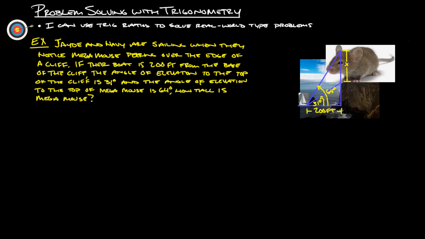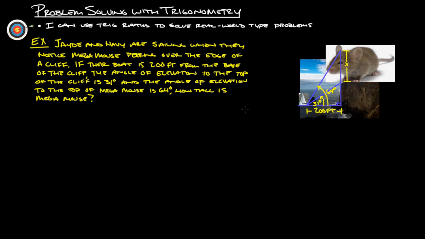The angle of elevation to the base of the cliff is 31. The angle of elevation to the top of Mega Mouse is 64, and we're trying to figure out how tall Mega Mouse is, right? Okay, and it's important to note that this ship is 200 feet away from that cliff. So here's what we want to do.